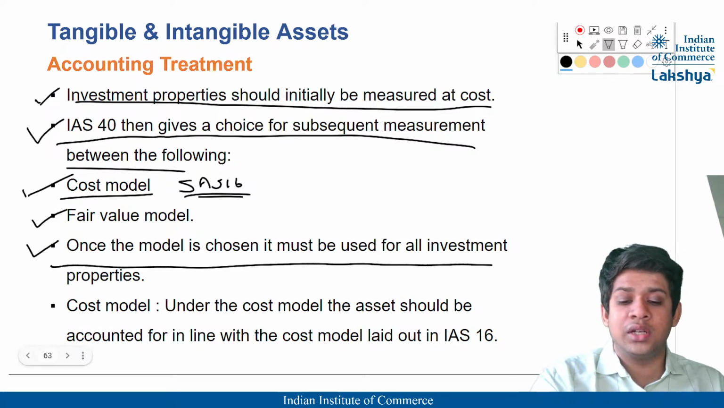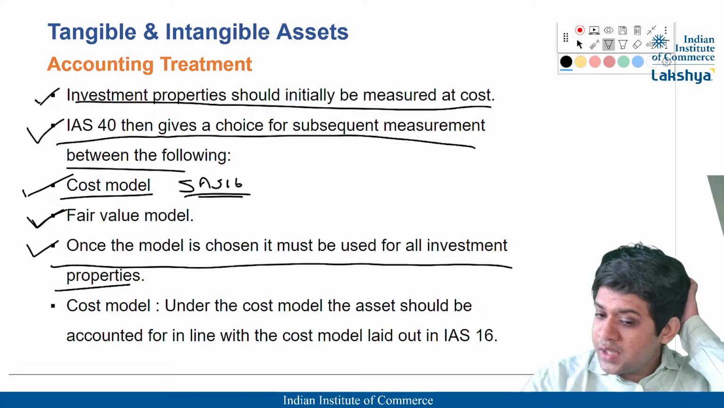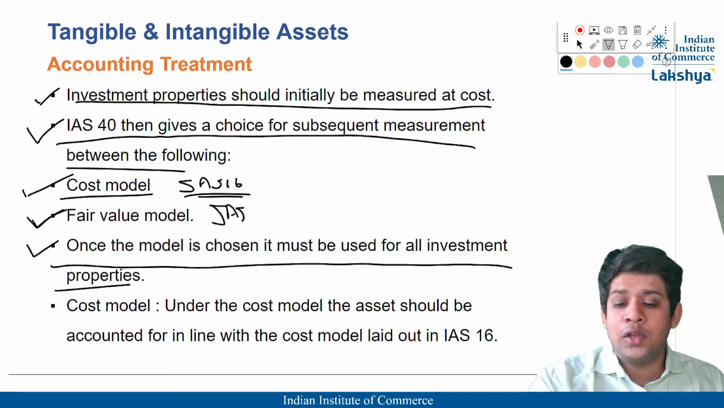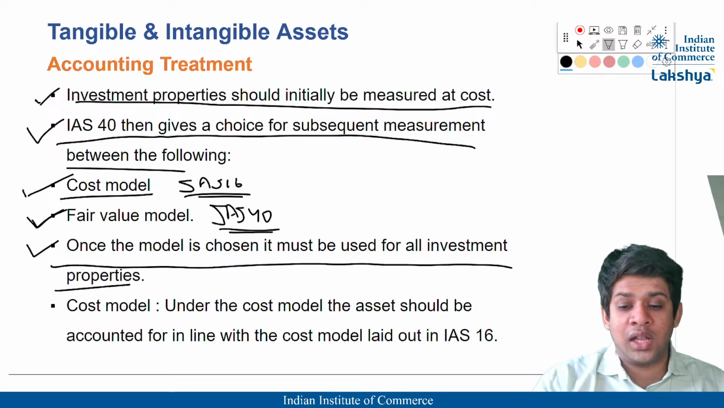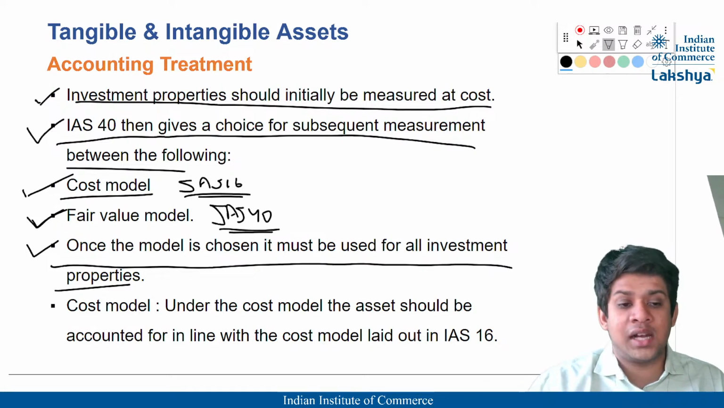Once the model is chosen, it must be used for all investment properties. If I choose the fair value model, it is better off to use it for IS 40 because IS 40 actually deals with investment properties, where you would want to identify the capital appreciation. Even if you want to increase the rent, it would be as per the value of the property, correct? All those require a recent value of your property, right? So for most of the properties, the fair value model is chosen.